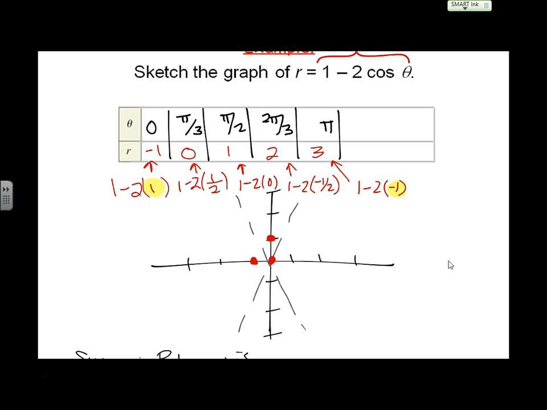Oh, this is looking weird, right? 2 pi over 3 is 2. Remember, we connect the 2 tick marks. That was way thicker than I meant it to be. And then pi is 3.